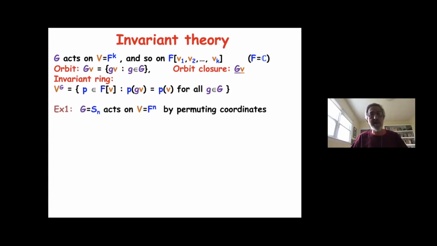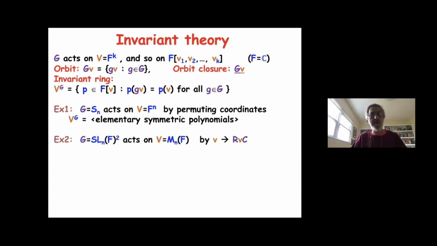Let's look at some examples. If G is a symmetric group which acts on vectors just by permuting coordinates, then I'm sure you know that the invariant polynomials are simply the symmetric polynomials, and moreover, they are generated by the elementary symmetric polynomials. This algebra is generated by the first n symmetric polynomials.